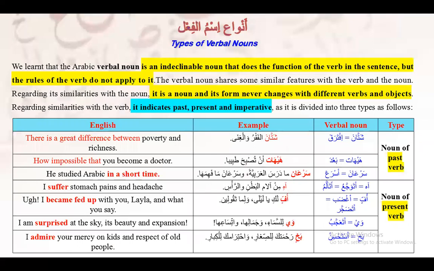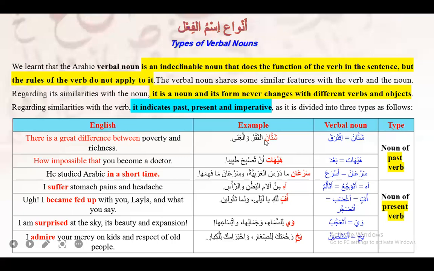Now, what kinds of verbal nouns are there in Arabic? First we understood that the verbal noun is an indeclinable noun that does the function of the verb in the sentence, but the rules of the verb don't apply to it. It is a noun and its form never changes with different verbs and objects. Like what? Here, nouns of the past verb: شتان افترق, هيهات بعد, سرعان أسرع.